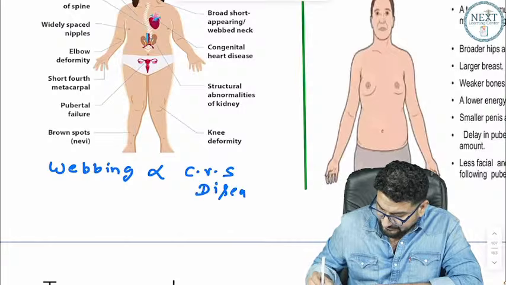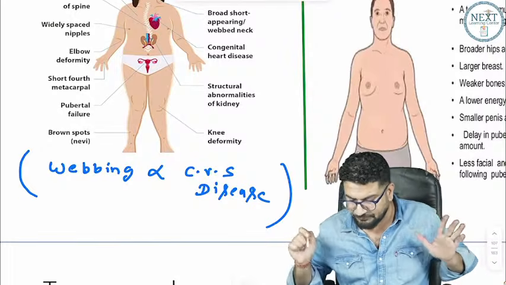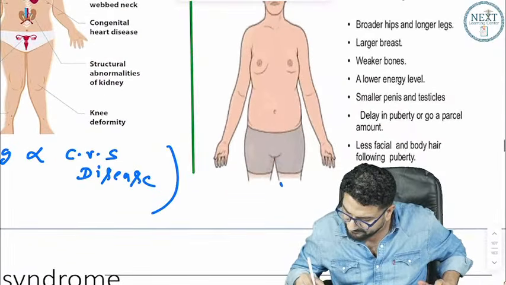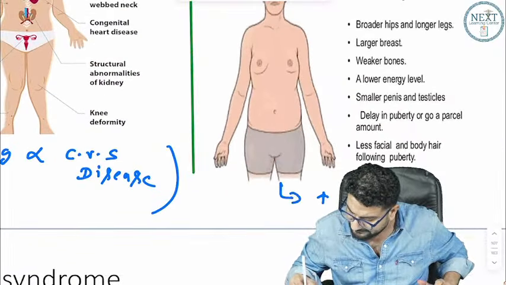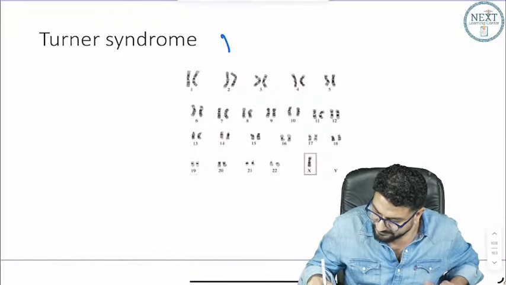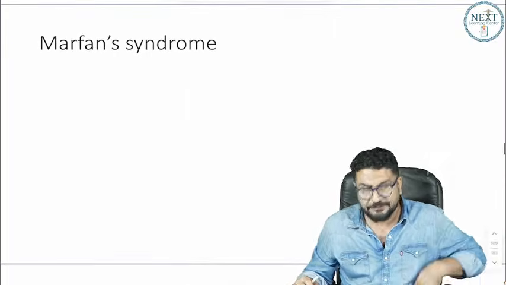The more the patient's neck is webbed, the more the chances of cardiovascular disease. Very very important. It's a new update. Clear? And just remember, time filter, they asked a new MCQ on the increased risk of SLE in Turner syndrome. Then this is, you can see, Turner syndrome. Karyotype will be XO. Then Marfan syndrome, you can see all the features.